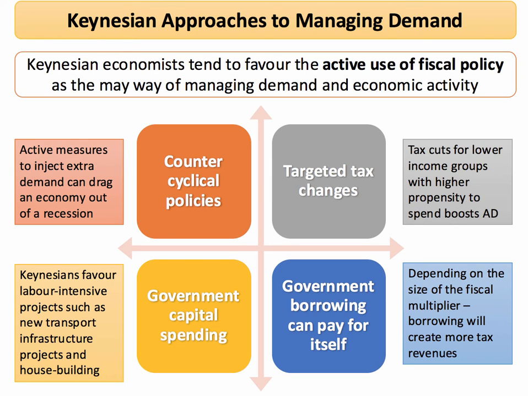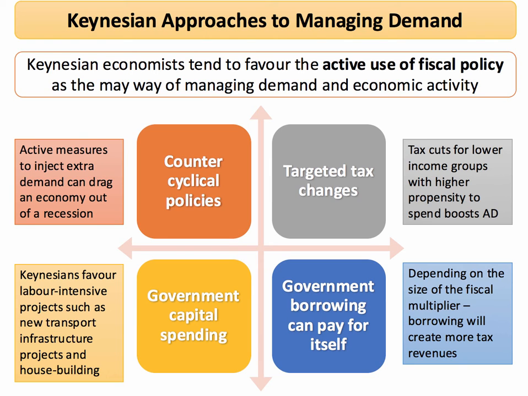So a typical Keynesian approach to managing demand is to argue the case for an active use of fiscal policy, particularly when the economy is in a downspin, and particularly when private sector demand is weak. So they would favour, for example, counter-cyclical policies. You spend more, run a bigger deficit when the economy is in slowdown or recession. Active measures to inject extra demand into the circular flow and hopefully lift the economy out of recession. They would favour targeted tax changes. So, for example, give more money in direct tax cuts to low-income families with a higher propensity to spend.